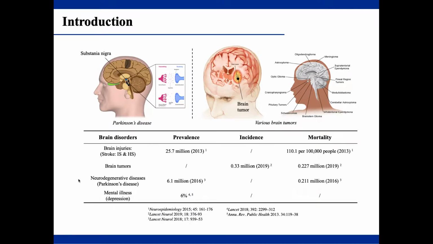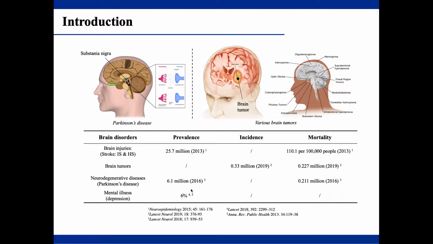Brain disorders are diseases that are very harmful to human health. They include injuries, brain tumors, neurodegenerative disease, and mental illness. I see from the table a large number of people affected by brain disorders, typically Parkinson's and brain cancers. And some of them are required to undergo some clinical procedures for diagnosis and therapy.